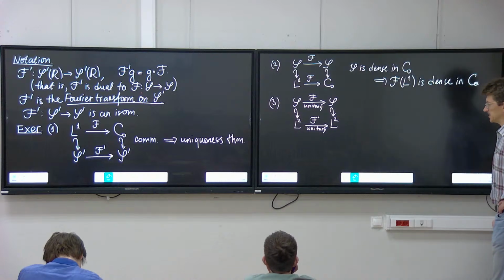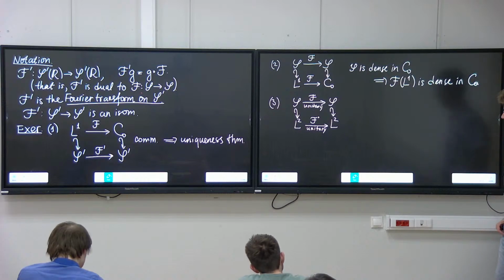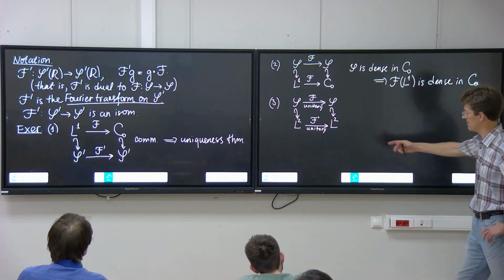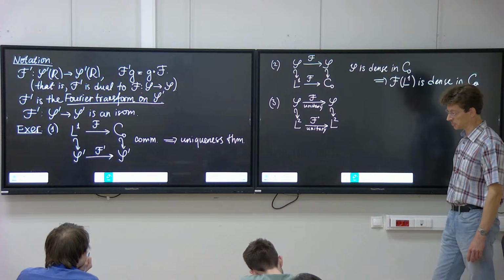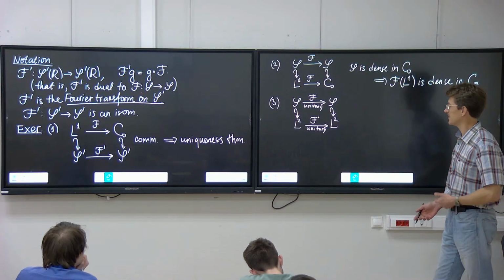This is not yet the Plancherel theorem itself, because this diagram shows that if we first restrict F to the Schwarz space, then it can be extended to L2. But the Plancherel theorem also states that this map, if we restrict to the intersection of L1 and L2, is the classical Fourier transform. But why is it so?